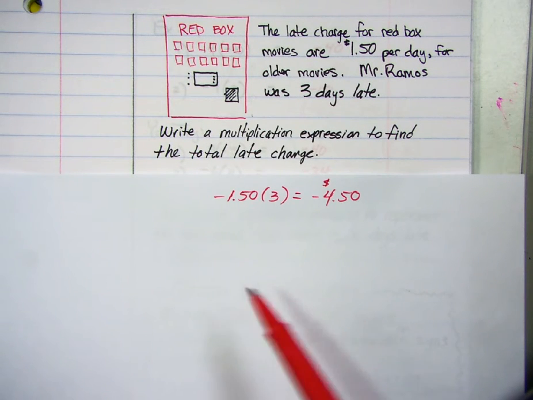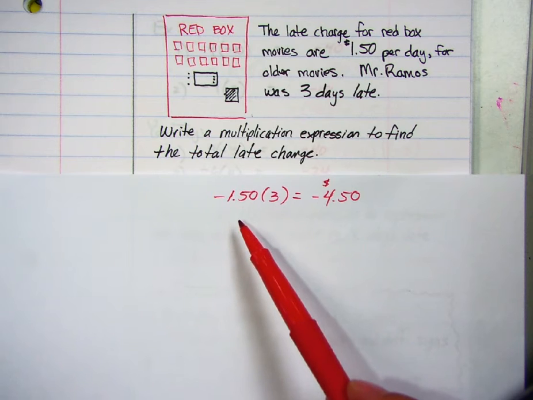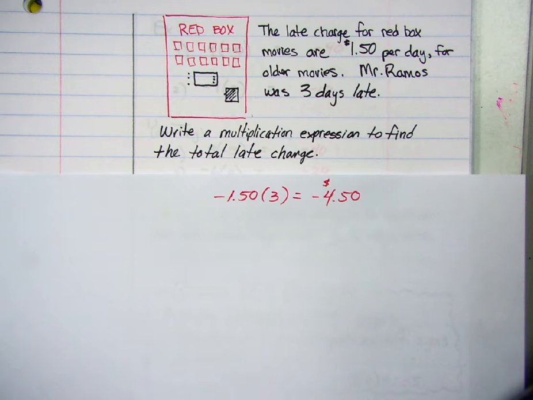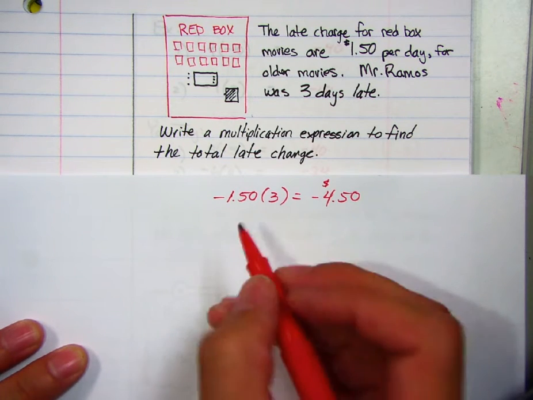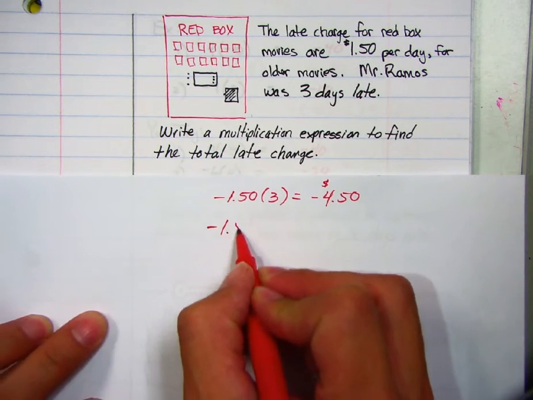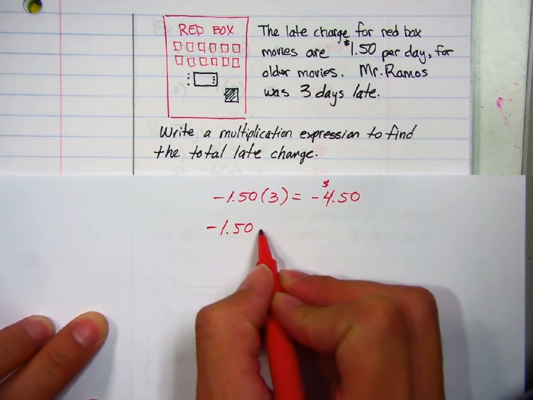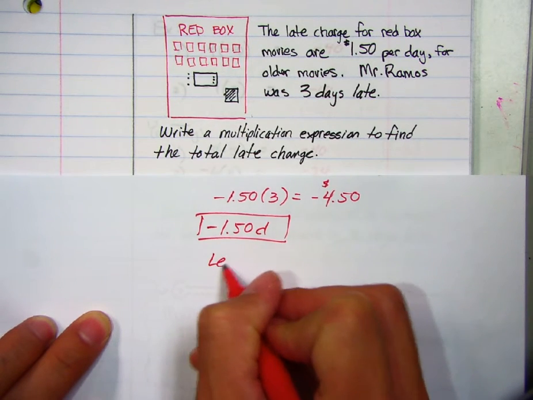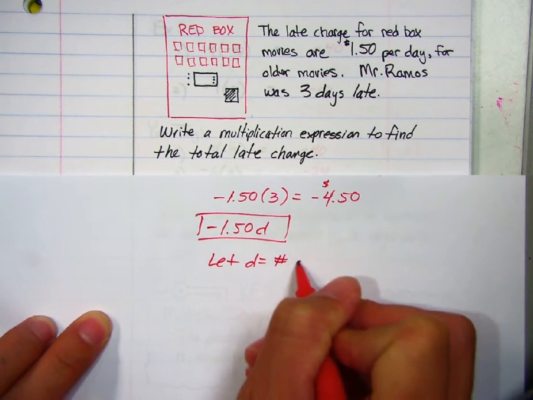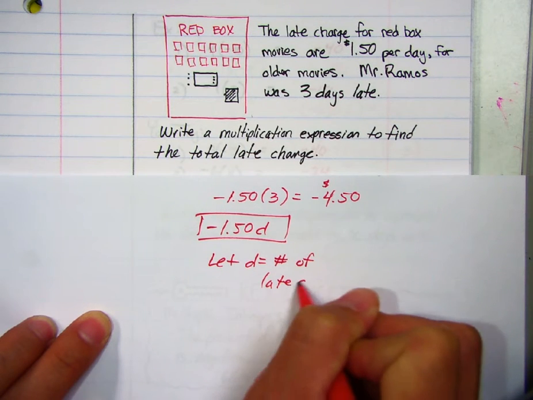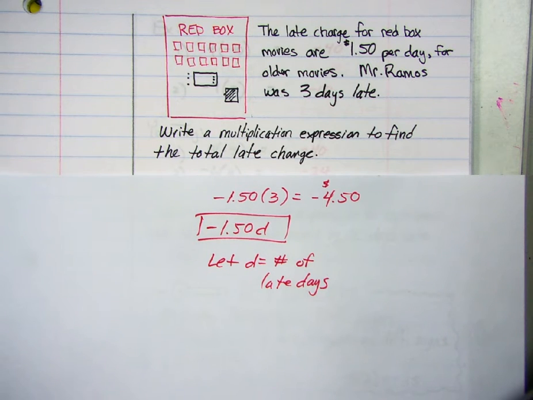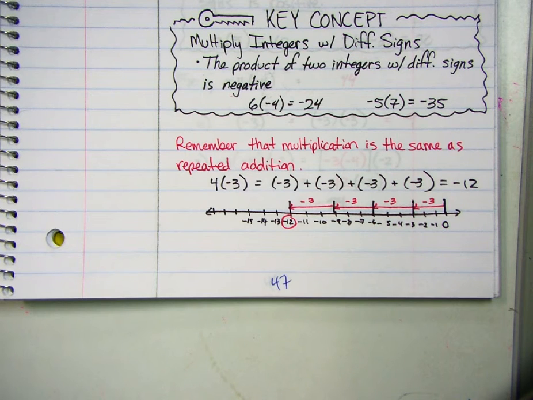All right, so here would be negative $1.50. So you're paying this late charge, so I'm losing this money. For 3 days means I'm going to have to pay $4.50. Okay, if they ask for a variable expression, you say, look, I know that the charge is $1.50, and I don't know how many days I'm going to be late. And so you just say, hey, let d equal the number of late days. And you can be more descriptive if you need to, but that's basically to give the reader an understanding of what the variable stands for.